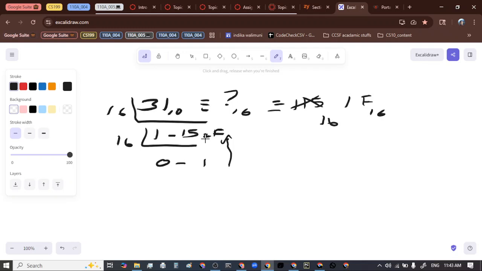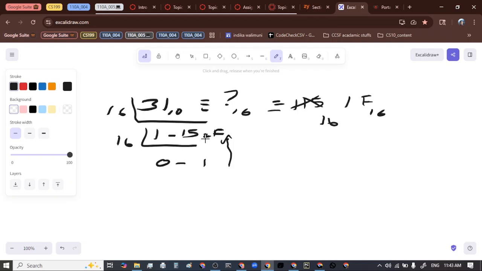So this is saying 1 plus F, 1 being 1 and F being 15. The breakdown is going to be the powers: 16 to the 0 plus 16 to the 1, likewise. So it's basically the order we write: 1 comes first and then F, not 15.